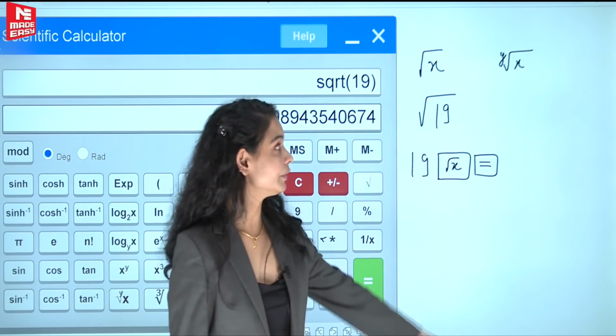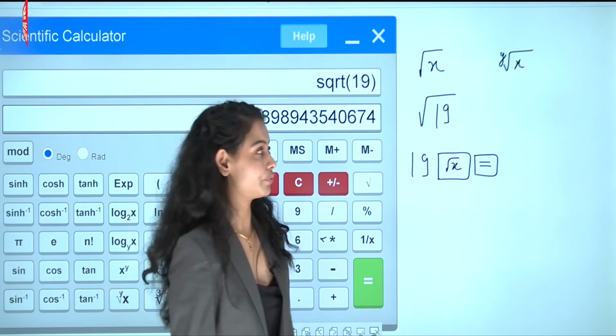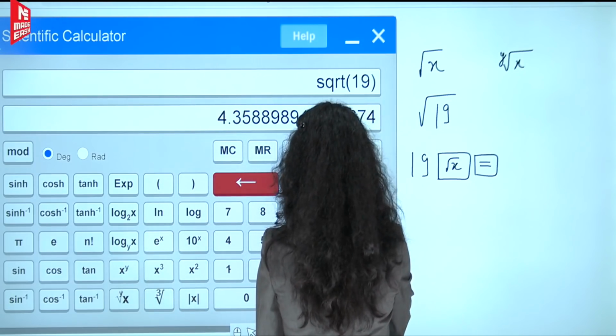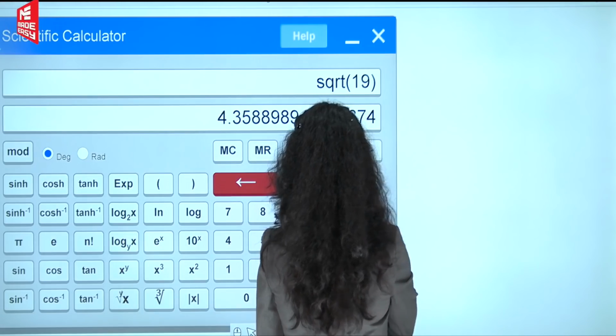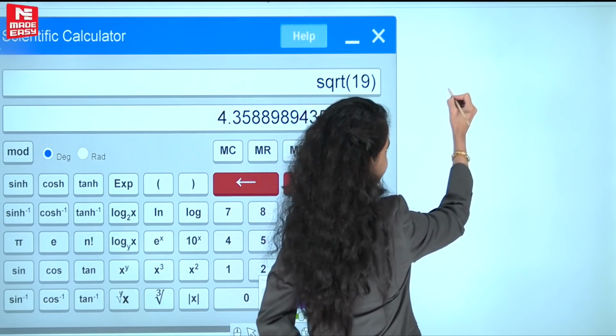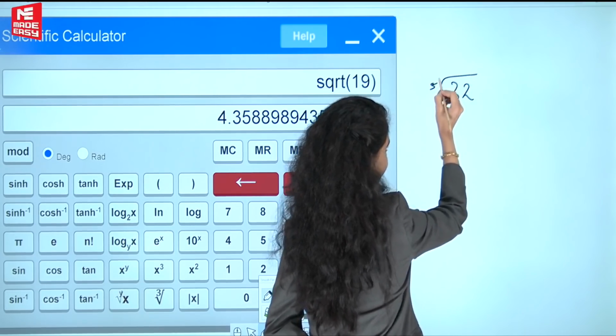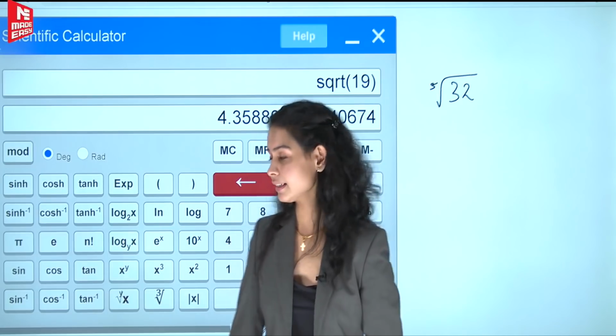Similarly, you can calculate yth root also. For example, let us say we need to calculate fifth root of 32. So for this we will be using this tab.